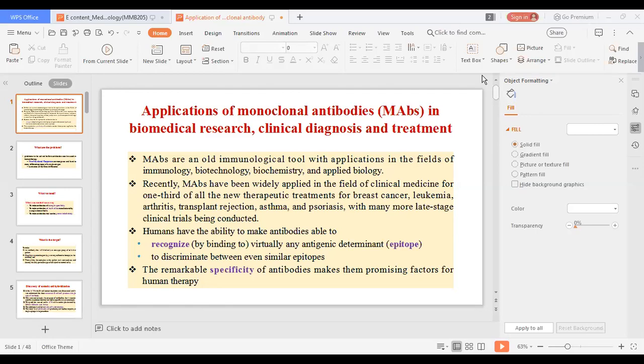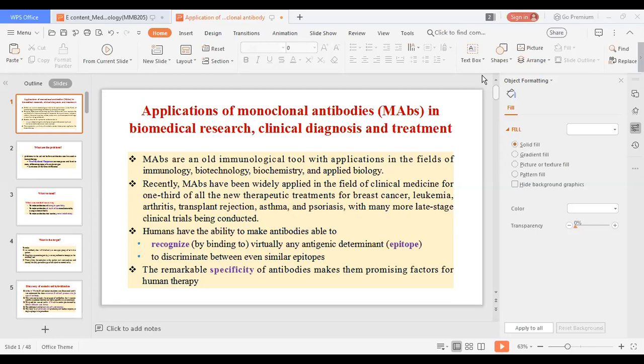Monoclonal antibodies are an old immunological tool with applications in the field of immunology, basically, but also in the fields of biotechnology, biochemistry, applied biology, and diagnostic microbiology. Monoclonal antibodies are nowadays widely used. So you can find that recently monoclonal antibodies have been widely applied in the field of clinical medicine.